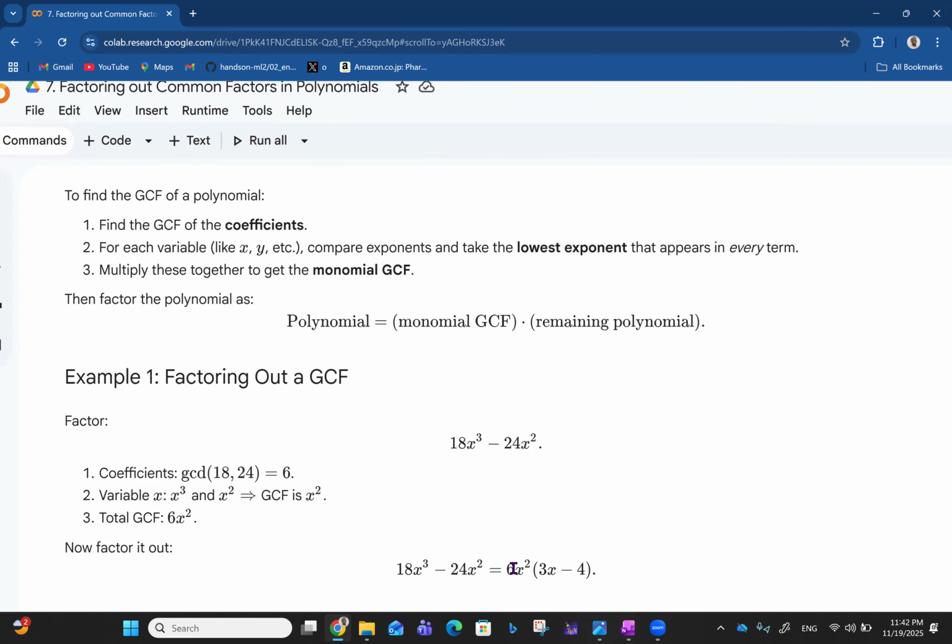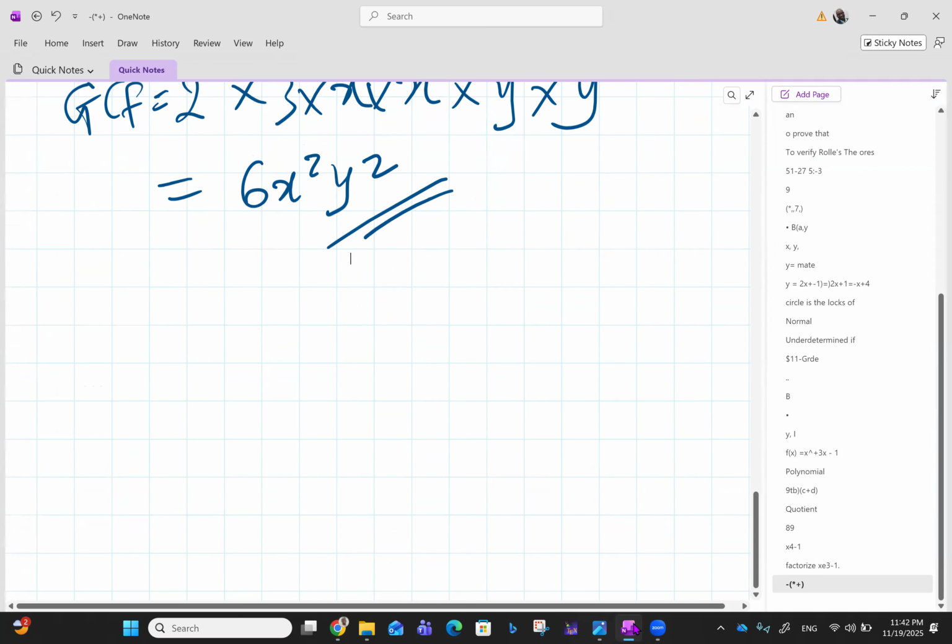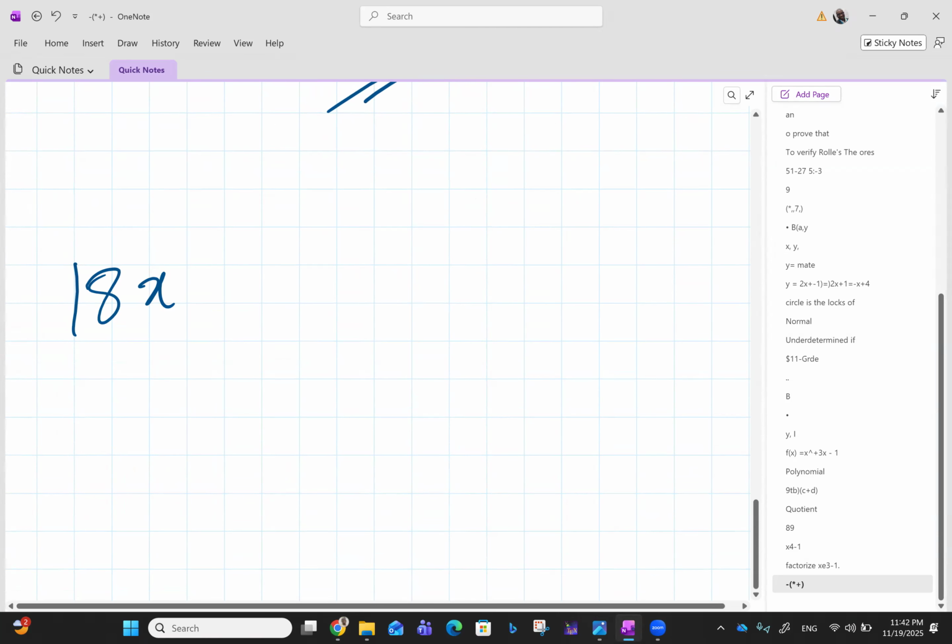Then 18 divided by 6, 3. X cubed divided by x squared, x. Then minus 24 divided by 6, 4. X squared times x divided by x squared, gone. Okay? So to be more explicit, 18x cubed minus 24x squared.